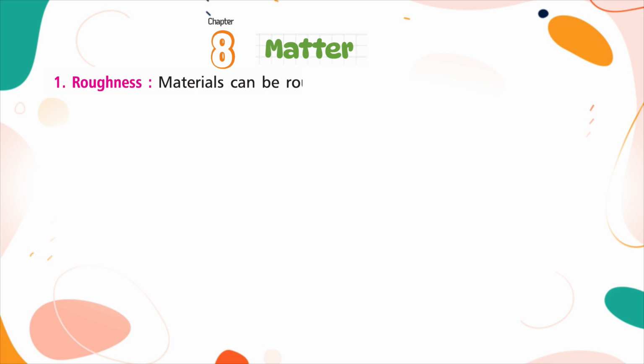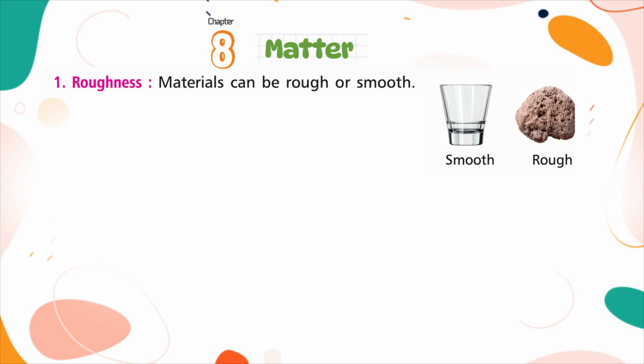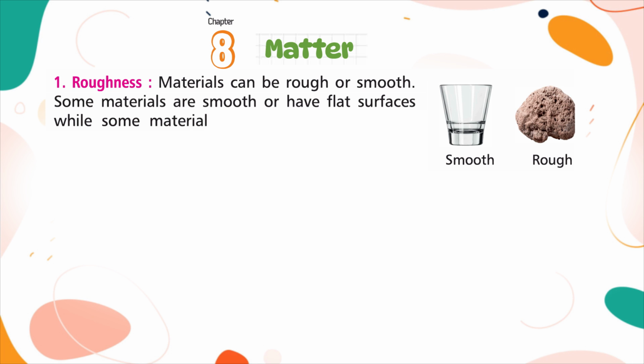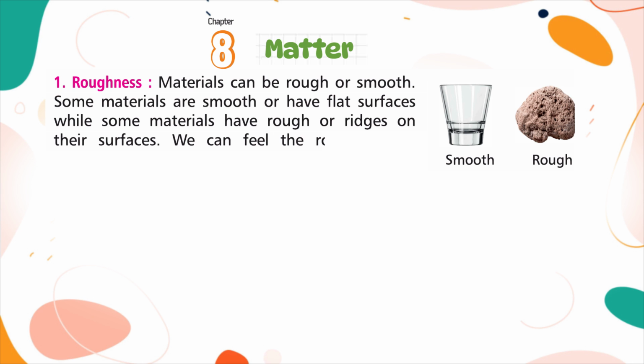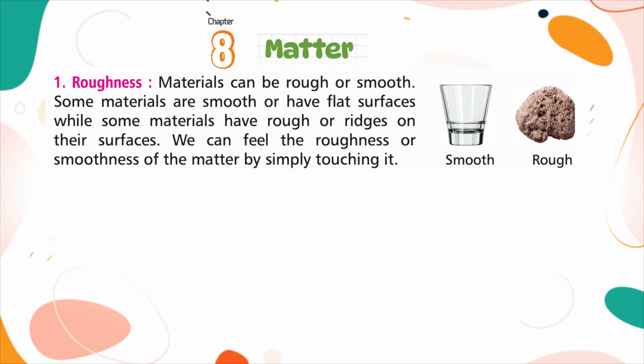Number 1. Roughness. Materials can be rough or smooth. Some materials are smooth or have flat surfaces, while some materials are rough or have ridges on their surfaces. We can feel the roughness or smoothness of the matter by simply touching it. Smooth, rough.